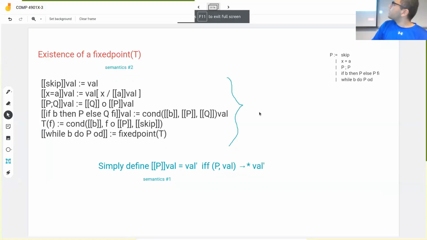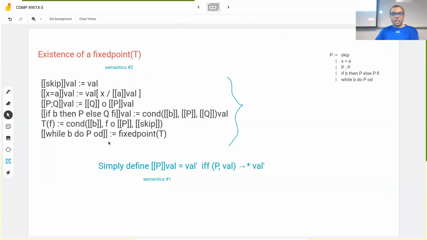Okay. So I have this inductive definition of semantics, and this is what I call my denotational semantics. This is the entire definition that I have. Now I have two problems with this after giving the definition. The first problem is that I have to prove that there are some functions that actually satisfy these requirements.